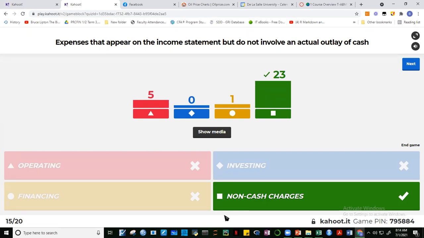Okay? So, pag sinabing depreciation expense 100,000, and then usually ang credit niyan, ang kapartner niyan is accumulated depreciation, no? It does not mean na naglabas tayo ng 100,000. Okay? Wala tayong in-expense doon na 100,000 actually na naglabas ng cash. So that's an example of a non-cash charges. Okay, 23 of you got it.